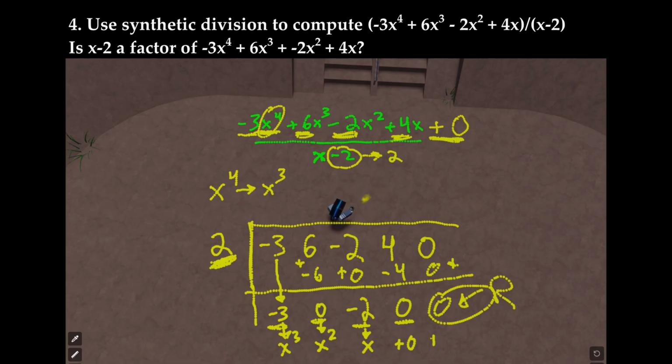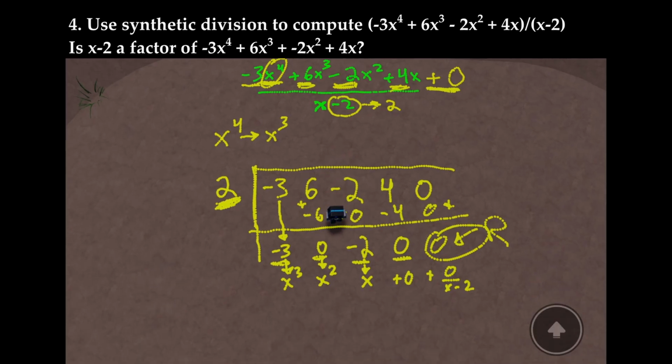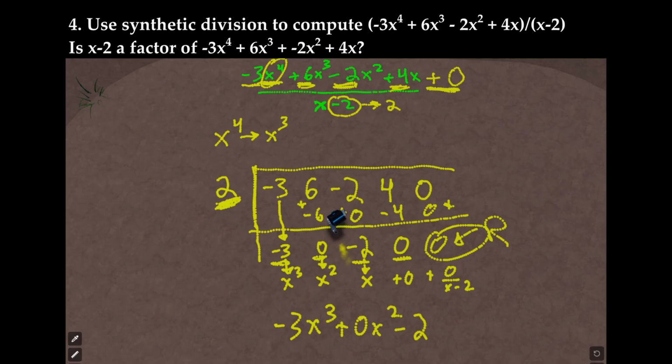So this is like saying 0 divided by x minus 2 because you take the remainder and you divide it by the denominator in the problem. And then let me just go down and make this more clear. So therefore, our answer is minus 3x cubed plus 0x squared minus 2x plus 0 divided by x minus 2. Now, there's a lot of zeros in this problem, so let's just clean this up.